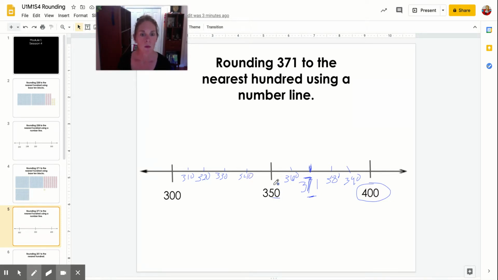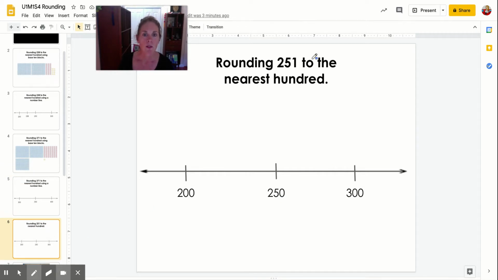Okay, so when you're rounding, you're always thinking about what is the place right next to the number that I need to round. Let's look at one more. So rounding 251 to the nearest 100. All right, so 251, we've already got our number line here, and you tell me when to stop my pen for 251. Where does 251 fall on this number line here?